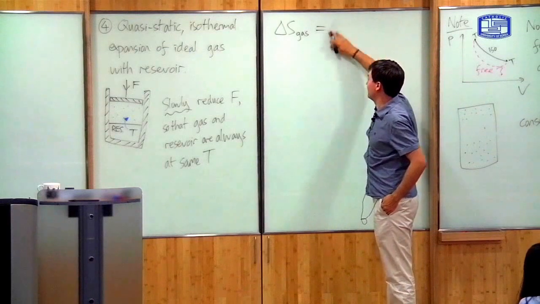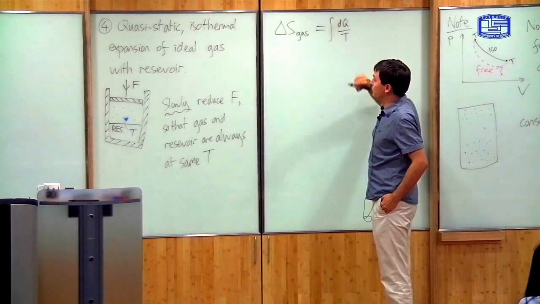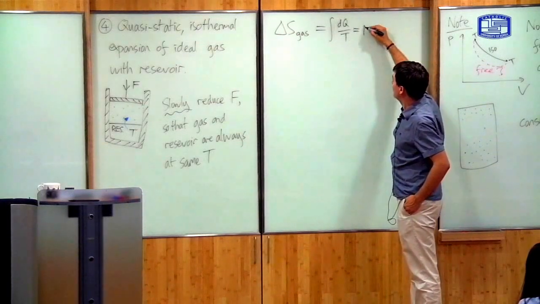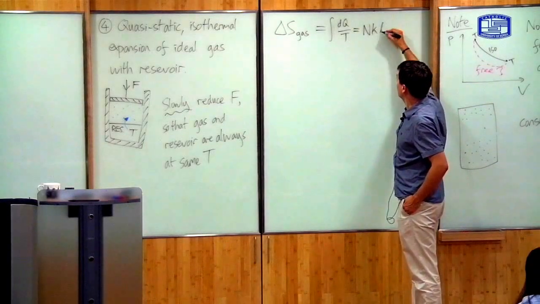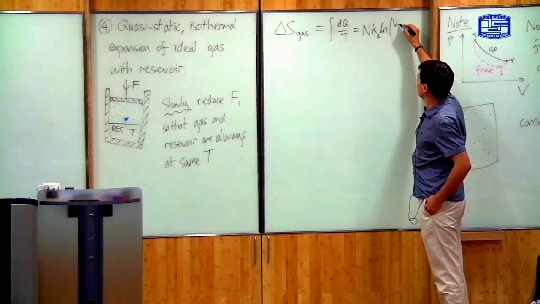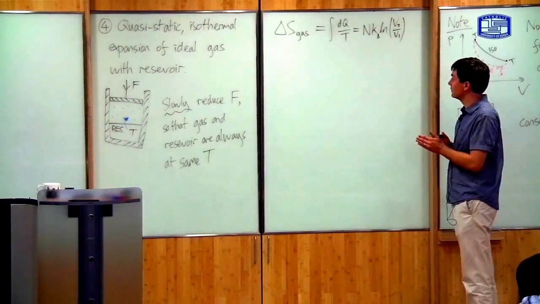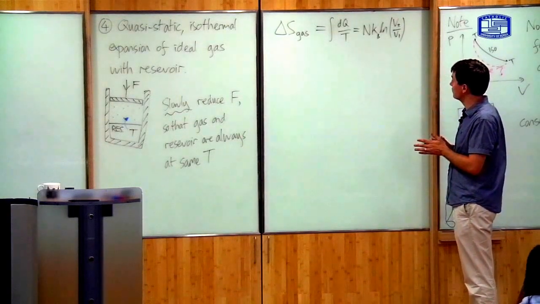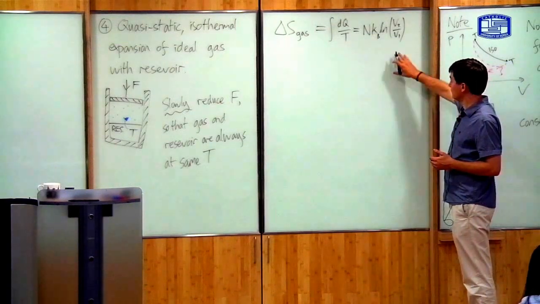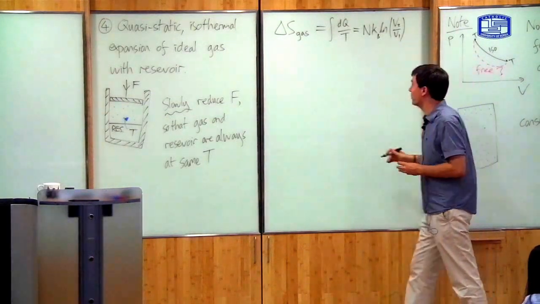Okay, let me write down the definition. Integral dQ over T, which is NkB log V2 over V1. So this is just the isothermal result we've seen before.